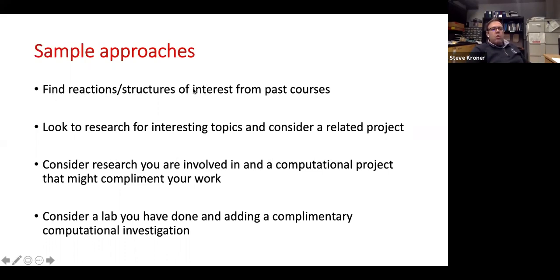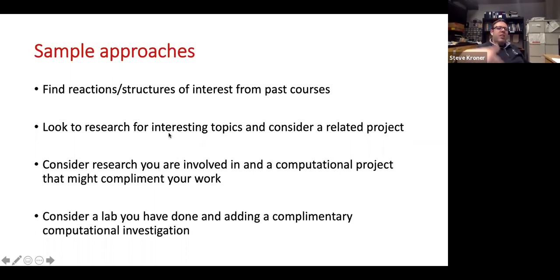Now, some approaches for finding ideas to use: you might think towards reactions or structures of interest of things you've seen in OChem, inorganic lecture, etc. You could look to research, like the journal articles that you're reviewing, maybe even the one you end up doing your literature presentation on, and think, how can I build a related project based upon some research paper that's already been published? Maybe you can find a computational paper and then just try to think, well, what would the next step be? Or what would some other problem that's related to that paper look like, and try to study that project.